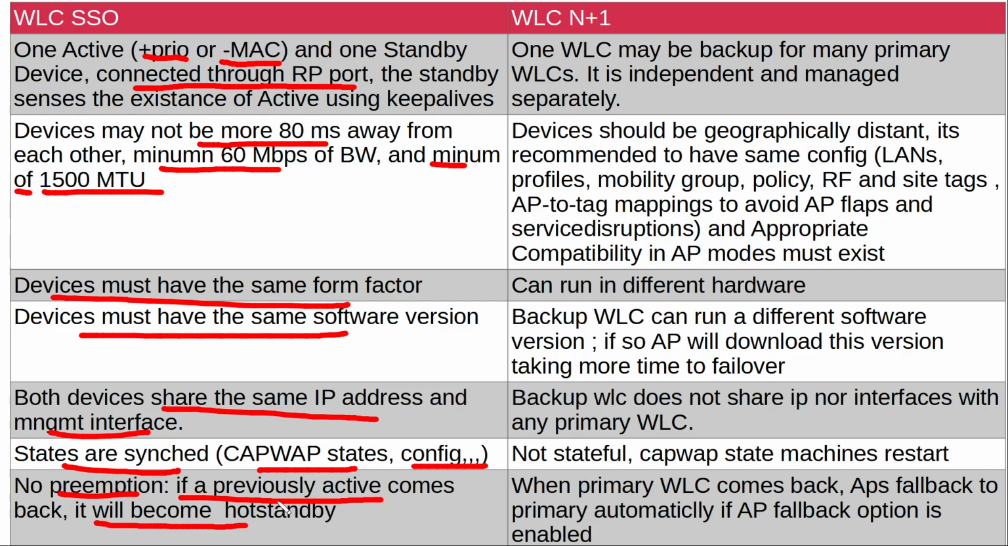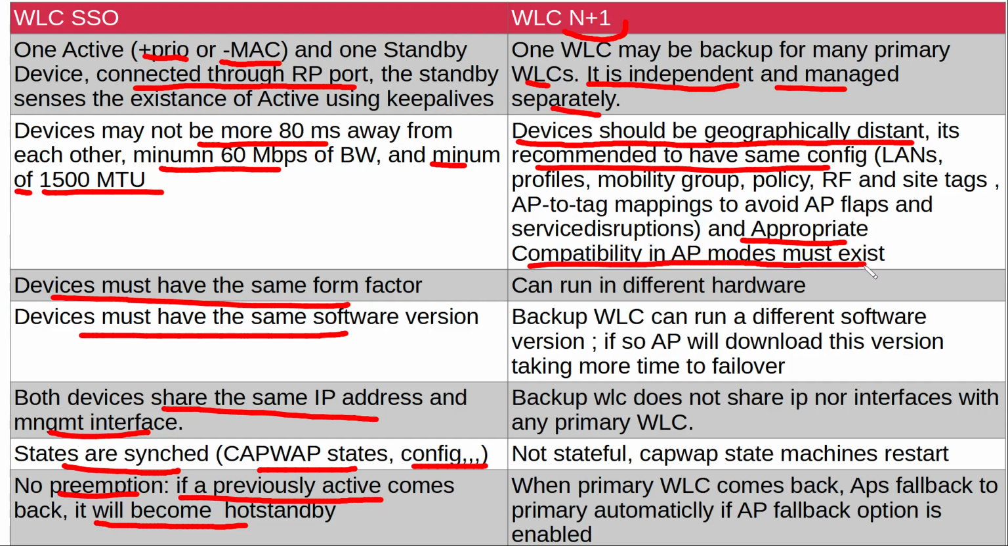it will not become active again, it will be standby. Compare that with the N+1 option, where one wireless LAN controller may be the backup for many wireless LAN controllers. It is an independent box managed separately. And the backup wireless LAN controller must be geographically distant from the primary wireless LAN controllers, but it is recommended to have the same configuration and support the same compatibility modes for access points.